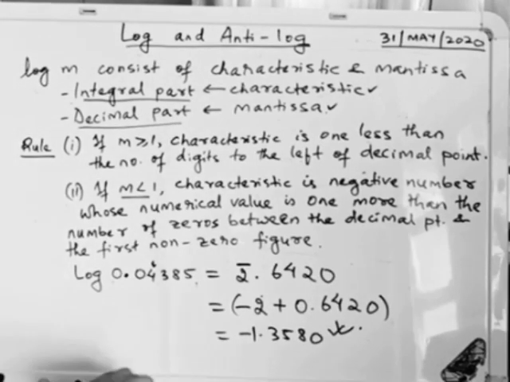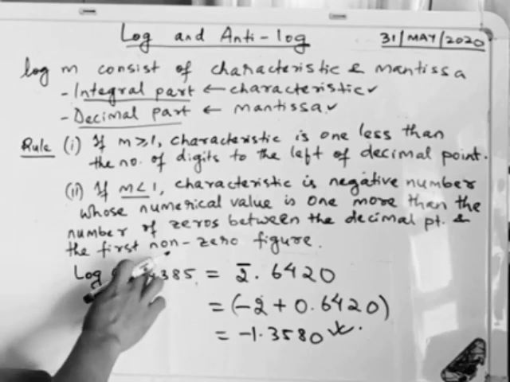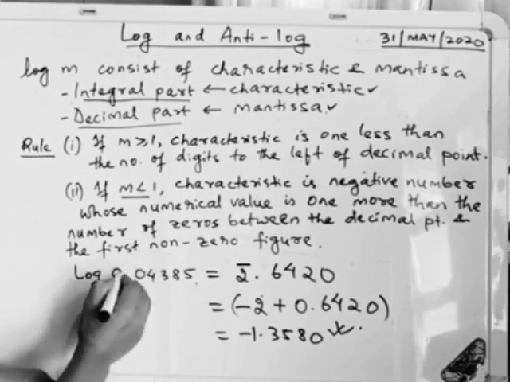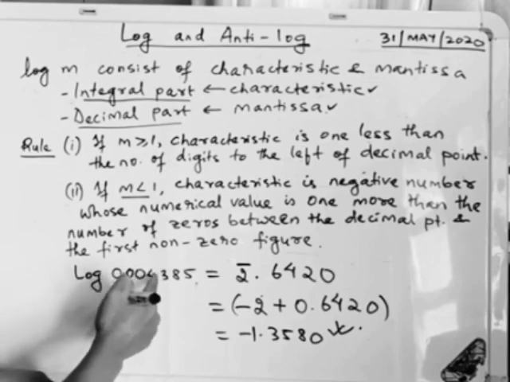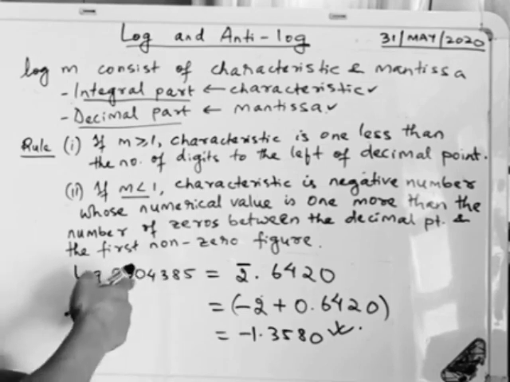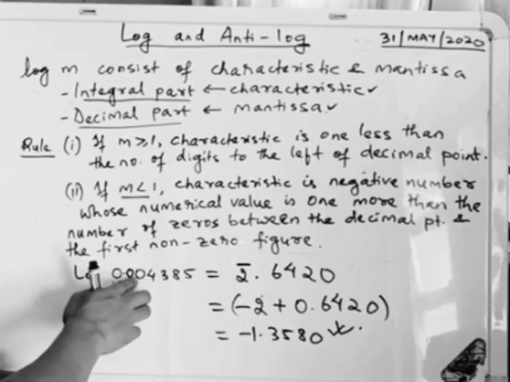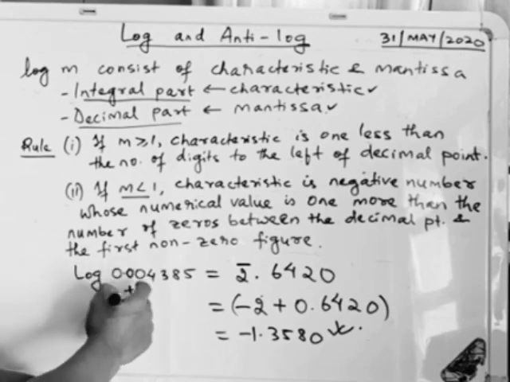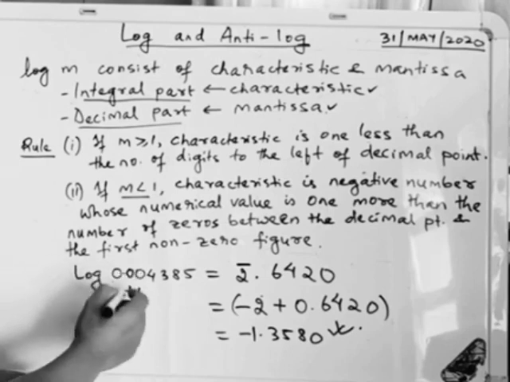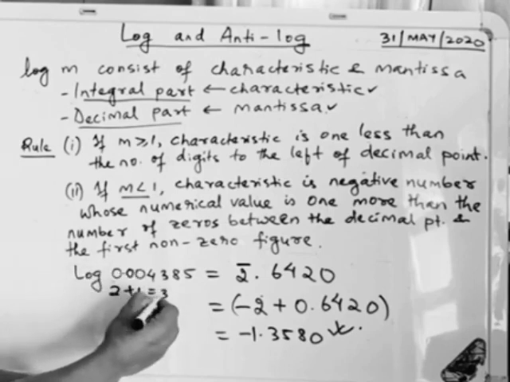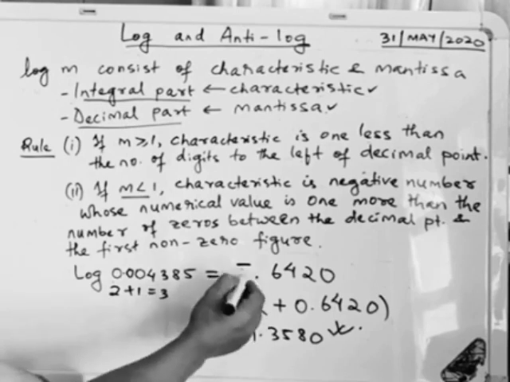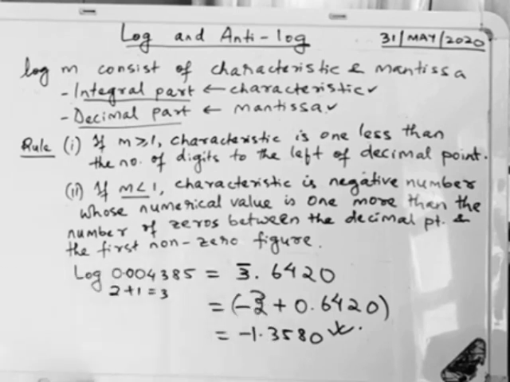Here, if we are about to find, let us add one more zero here, 0.004385. If we add more zeros here, then the number of zeros between the decimal point and the first non-zero figure is 2. That means the numerical value should be the number of zeros between this point and this non-zero figure plus 1. That means 2 zeros, so 2 plus 1, that is 3. This value should be 3 and the process will be the same again.